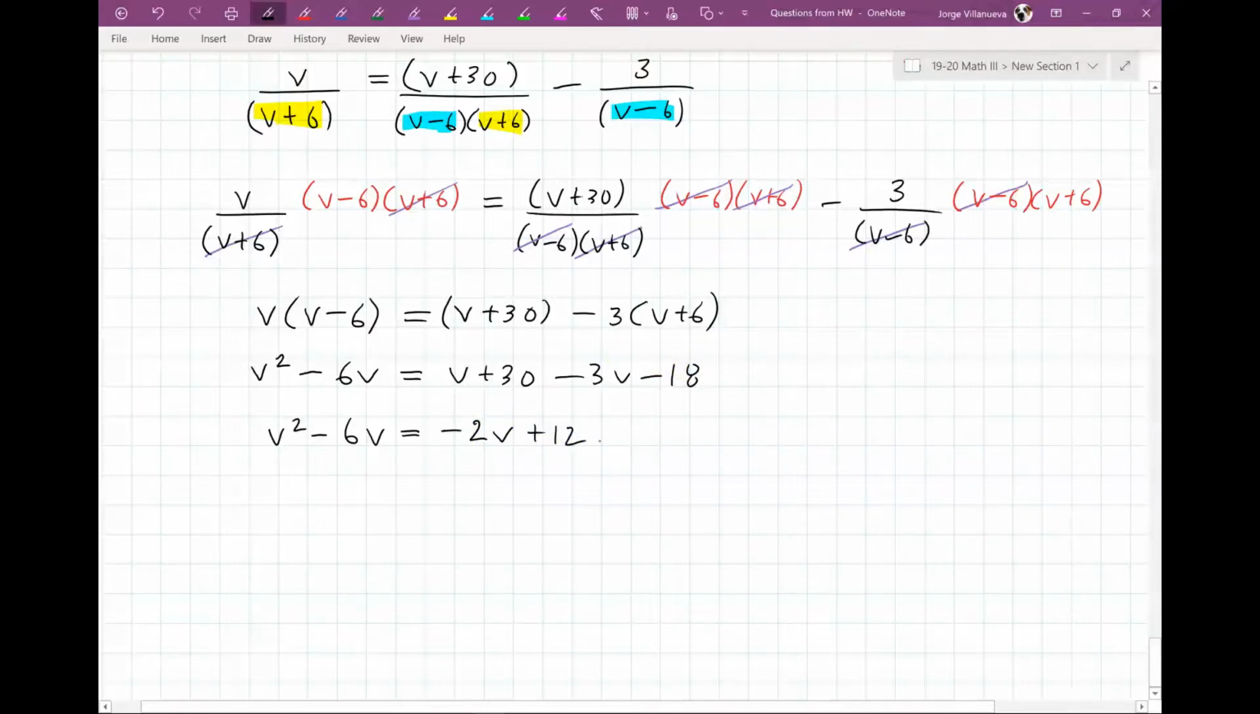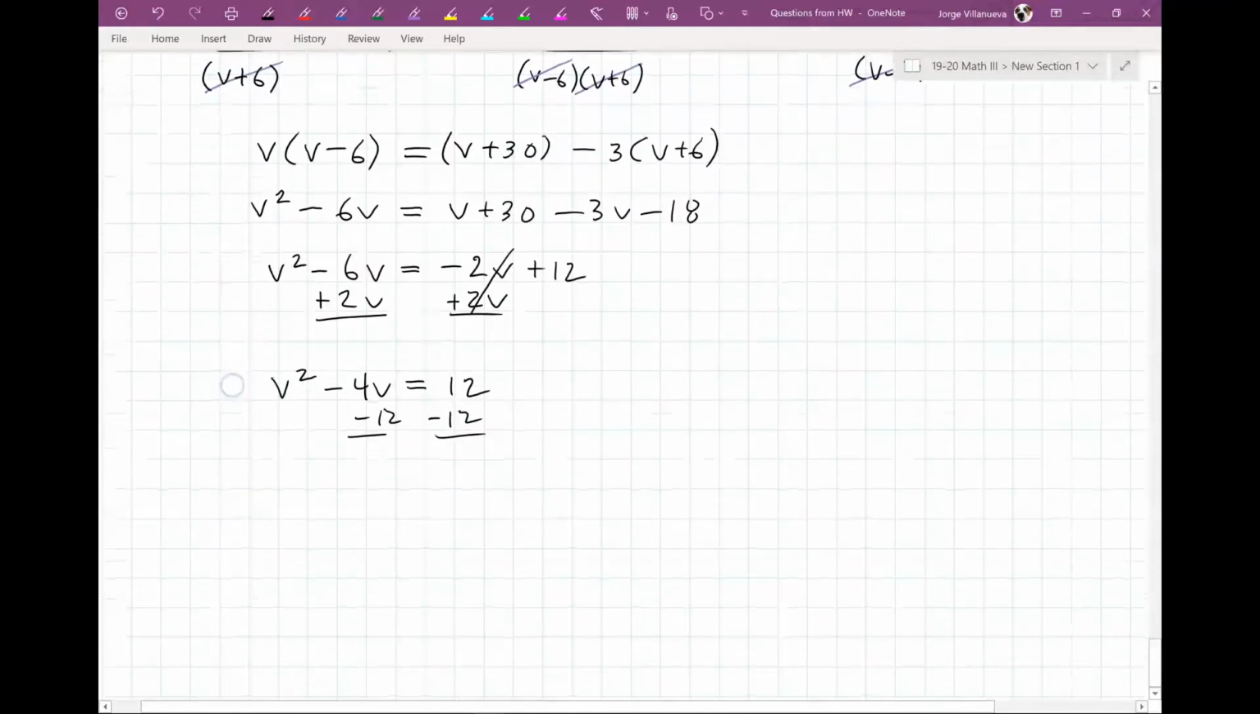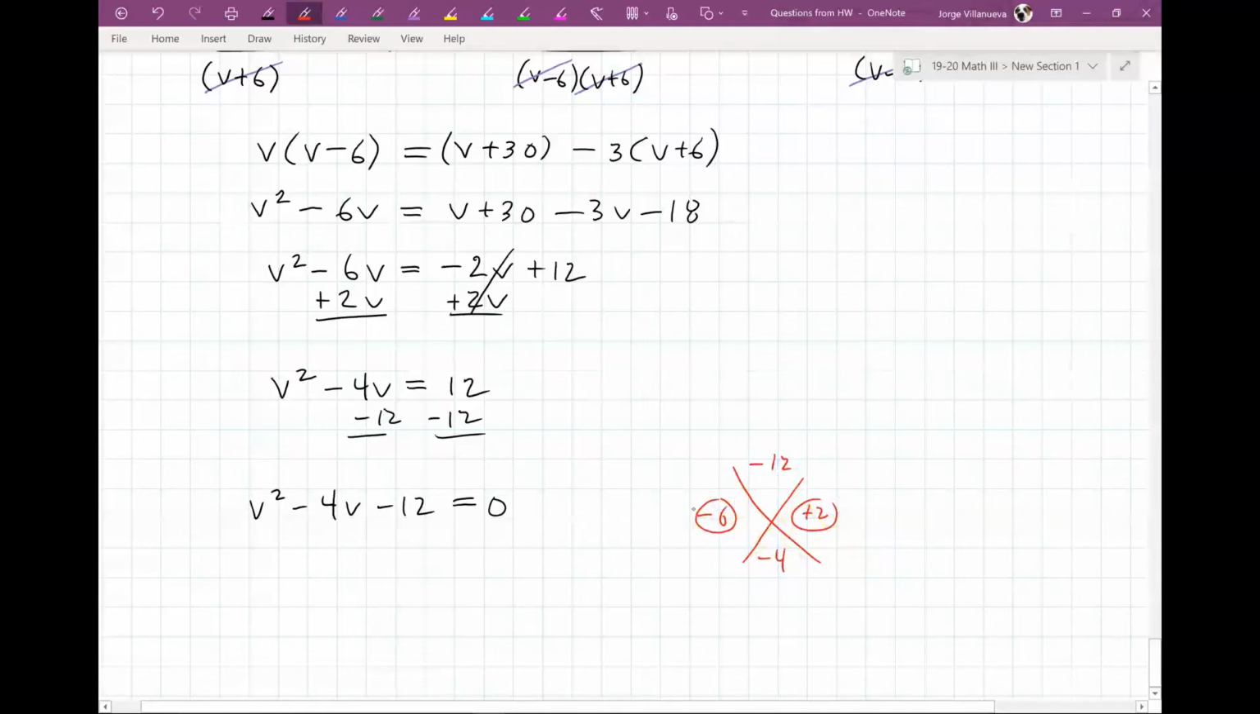Now let's move everything over to the left. So we'll add 2V to both sides. So that's V squared minus 4V equals 12. And then we'll subtract 12 on both sides. Now notice there's no like term on the left, so it's just going to be V squared minus 4V minus 12 equals 0. All right, so let's get this trinomial and factor it. So we have a negative 12 here, a negative 4 there, so that'd be a negative 6 and a positive 2. So this will be V minus 6, V plus 2 equal to 0.